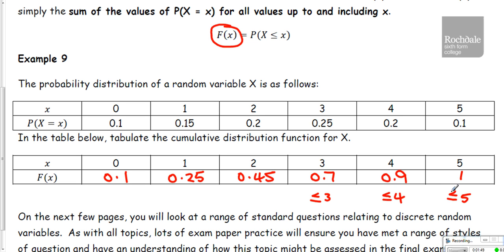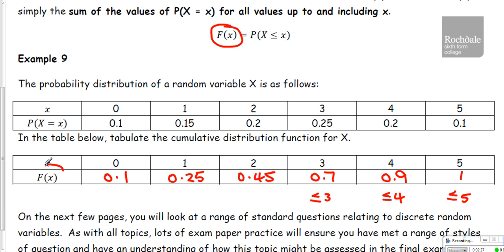If you wanted to go backwards, it's quite straightforward because from this cumulative table you would subtract values to work out the individual probabilities. So if the total up to and including 4 is 0.9 and the total up to and including 5 is 1, the fifth one must have had a probability of 0.1, and so on. So say we wanted the chances of getting a 3, up to and including 3, minus up to and including 2, 0.7 take 0.45 gives us 0.25. So to work backwards, you've got to subtract.